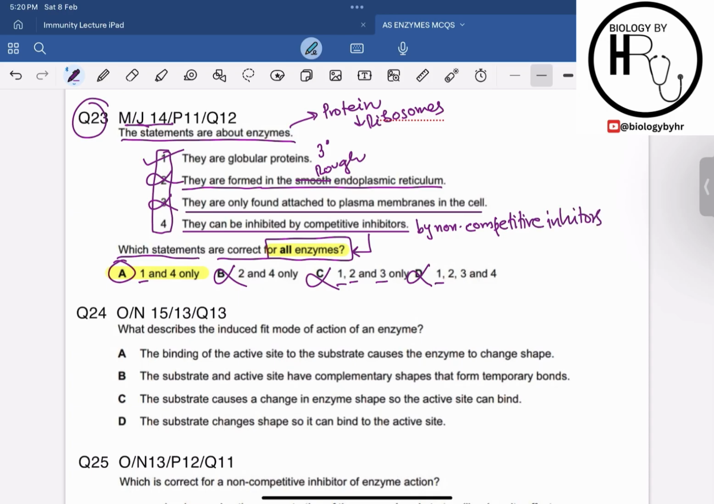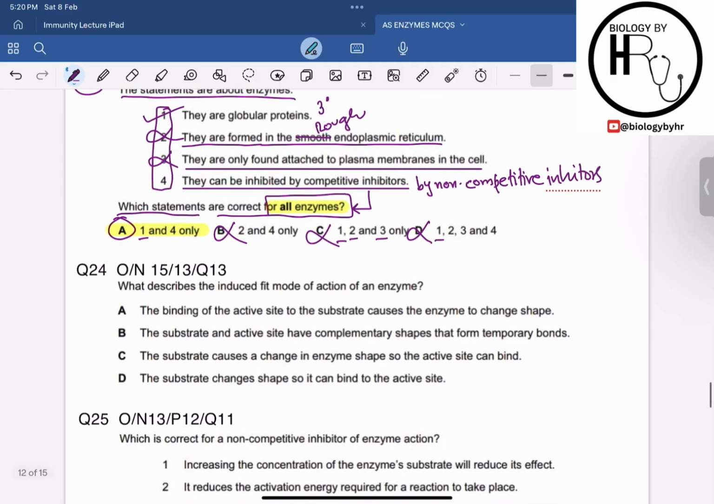Not all enzymes can be inhibited by competitive inhibitors, rather some enzymes can be inhibited by non-competitive inhibitors as well. But if we look at the structure of the question and the options they have given us, A is the best possible answer, right? Otherwise, competitive inhibitors as well as non-competitive inhibitors both can inhibit the activity of the enzyme. But for this question, as per the options given, option A is the best possible answer. So let's move on to question 24 now.